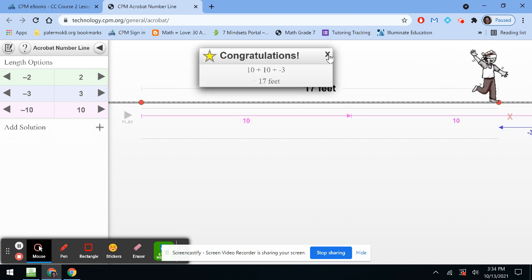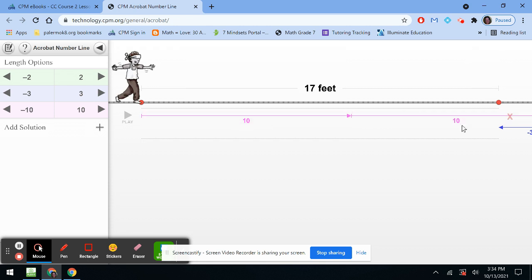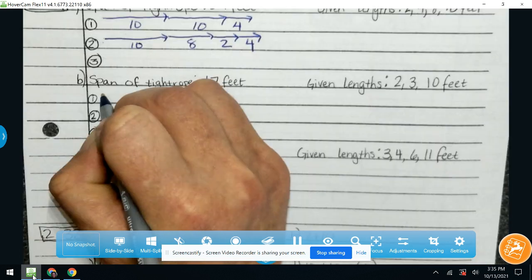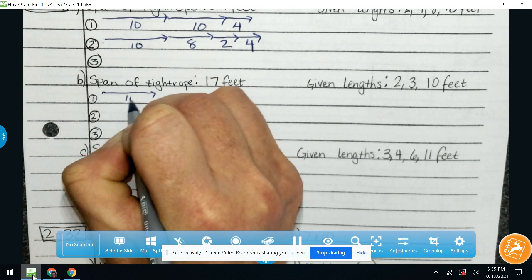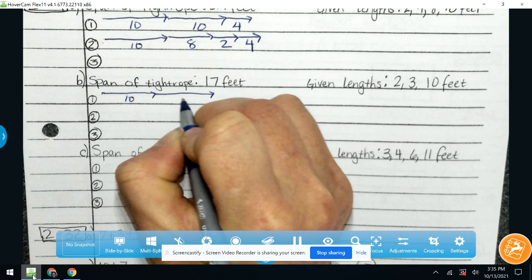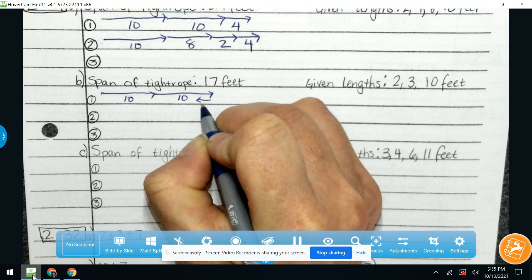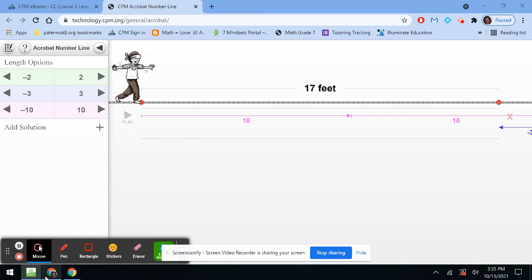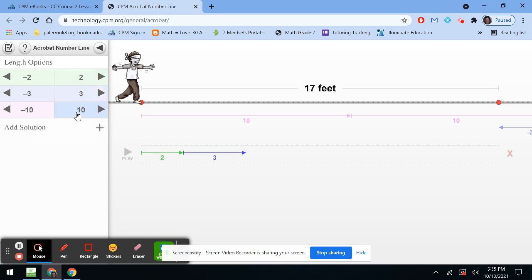Okay, so we're going to write or draw this diagram on our paper right here. So we have 10 feet, 10 feet, and then he went back 3 feet. Something else to know as you're trying this is on this particular one, I'm going to add a solution. So it drops down a line, a new solution. Something else to know is that if I do something like this, where I say, oh, 2 feet, 3 feet, 10 feet, oh, let's check it out.